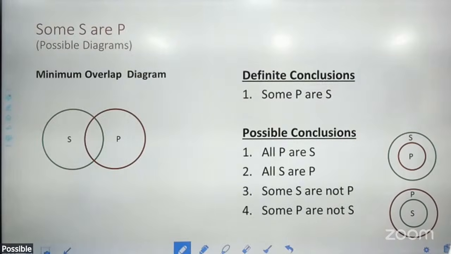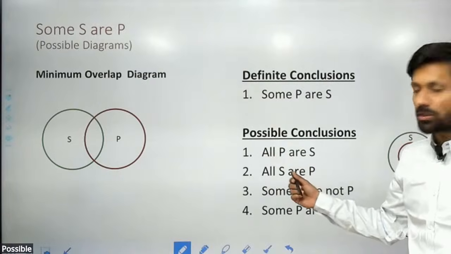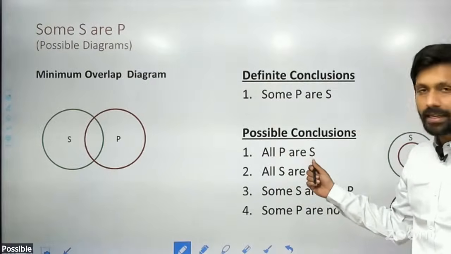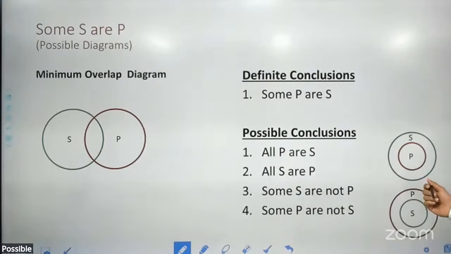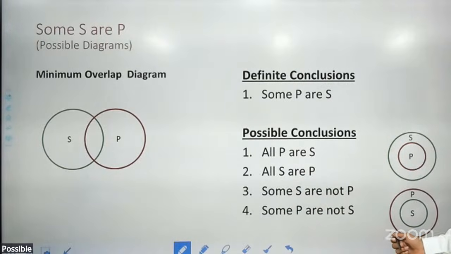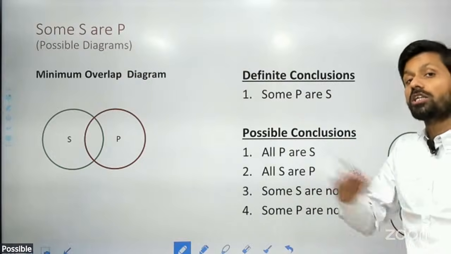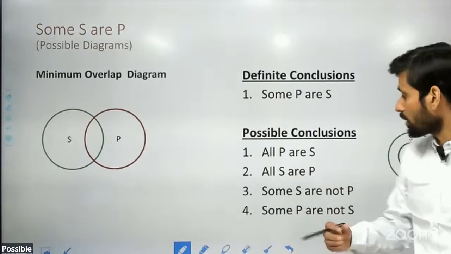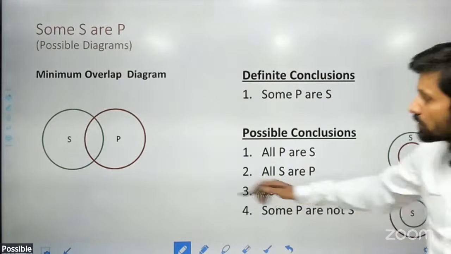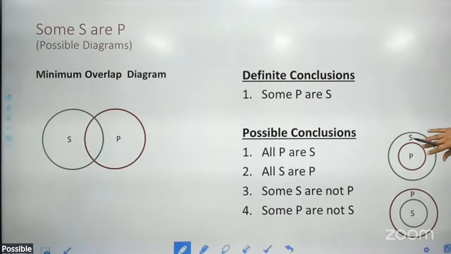So again, if we quickly look at these possible conclusions, all PRS is only true in one of the diagrams, all SRP is only true in one of the diagrams, and some SR not P is true in not all three diagrams, but just two. So if you look at some SR not P, it's true here in this diagram. It's true here in this particular diagram, but it's not true over here.